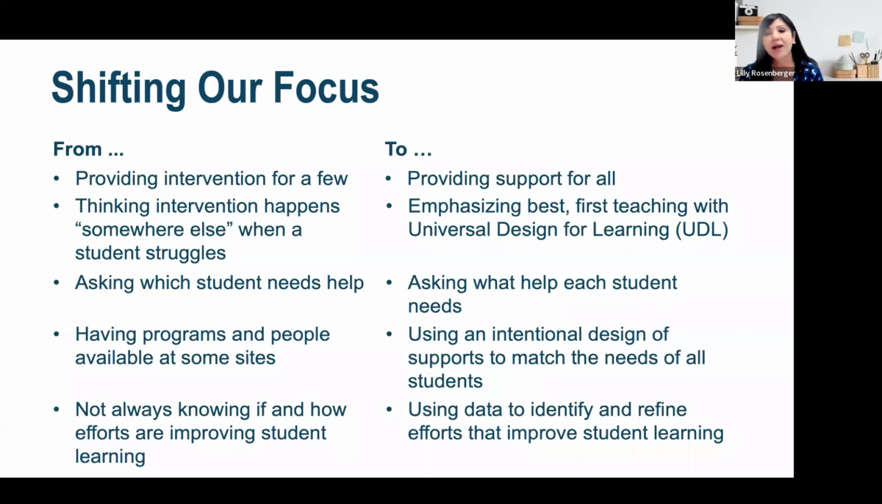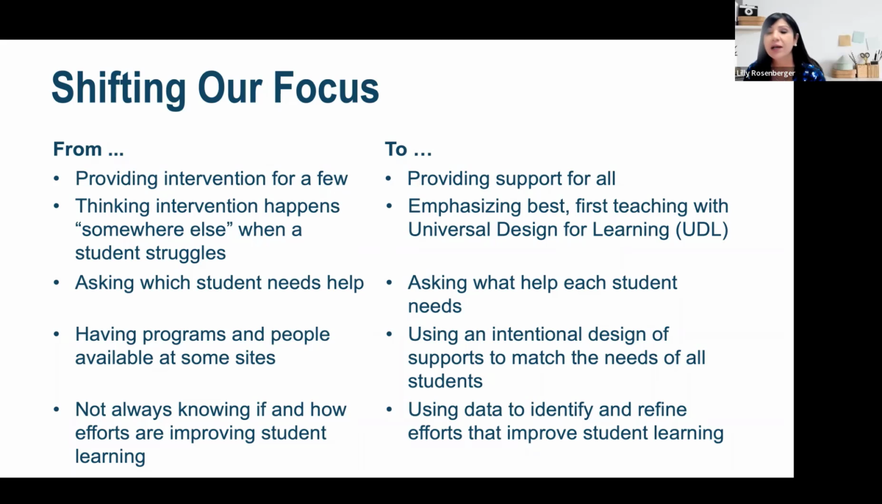From having programs and people available at some sites to using an intentional design of supports that match the needs of all students. And finally, moving away from not always knowing if and how our efforts are improving student learning to using data to identify and refine efforts that improve student learning.